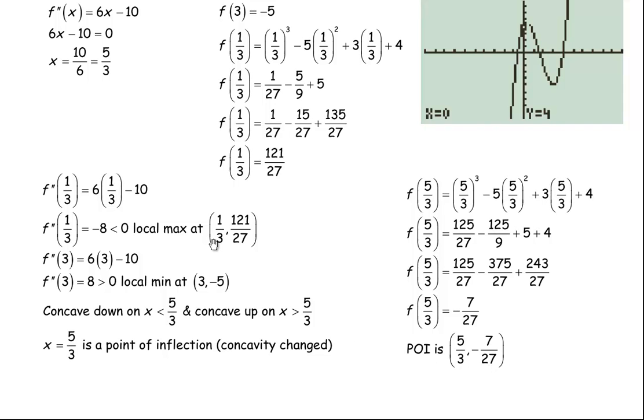We found that the graph was concave down less than 5/3, which is where we checked this, and concave up on greater than 5/3 when we checked the 3. Remember, it was positive. So because concavity changed, x equals 5/3 is an inflection point.